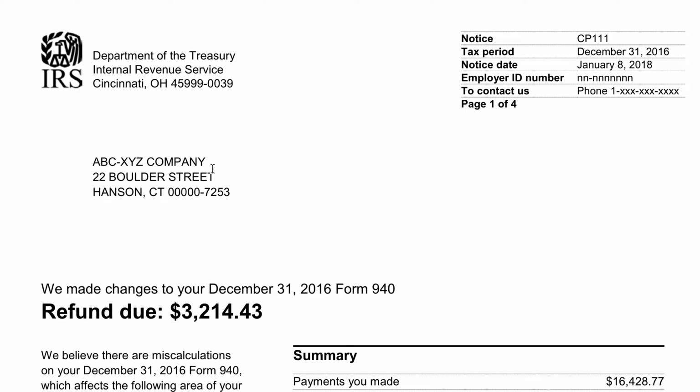I always advise people to make sure that your address is up to date in the IRS records. The simplest way to do that is by filing your annual tax return. For example, if you had just filed this Form 940 with your new address, then the IRS should pick that up and update your tax record accordingly.